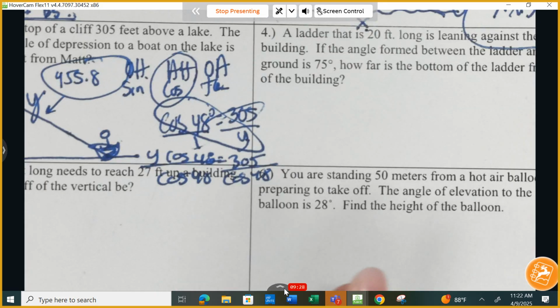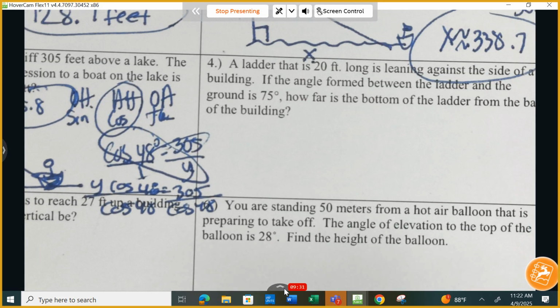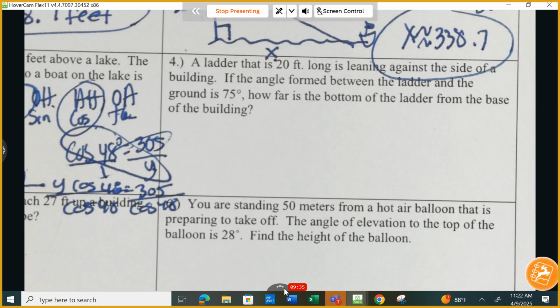Okay, are you ready? I want you to jump over. Remember, we're not doing all of these. Jump over to number 4. So don't get ahead of yourself. Jump over to number 4. I want you to draw a picture in 20 seconds. Go, draw a picture in 20 seconds.